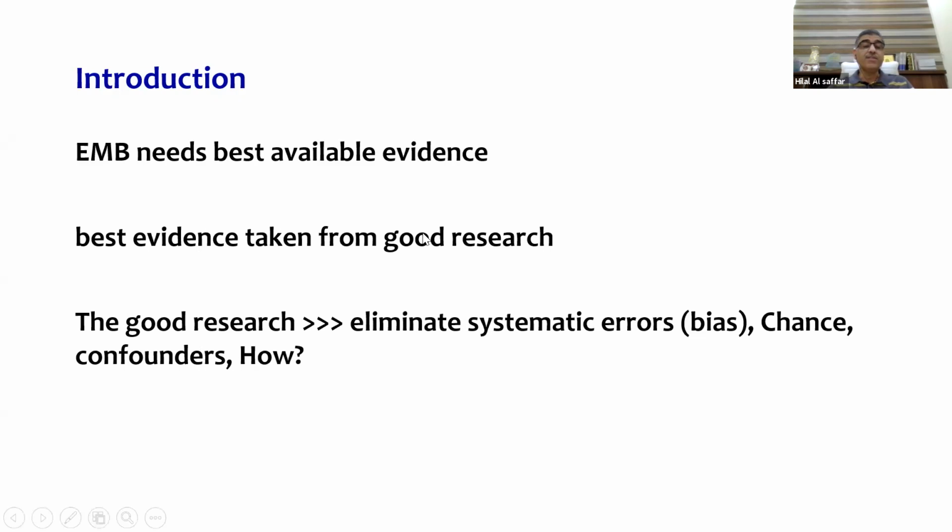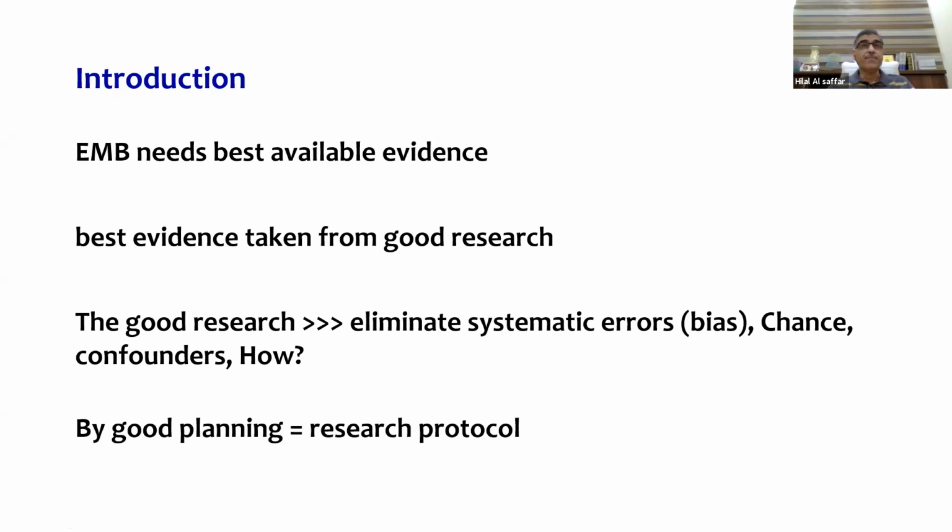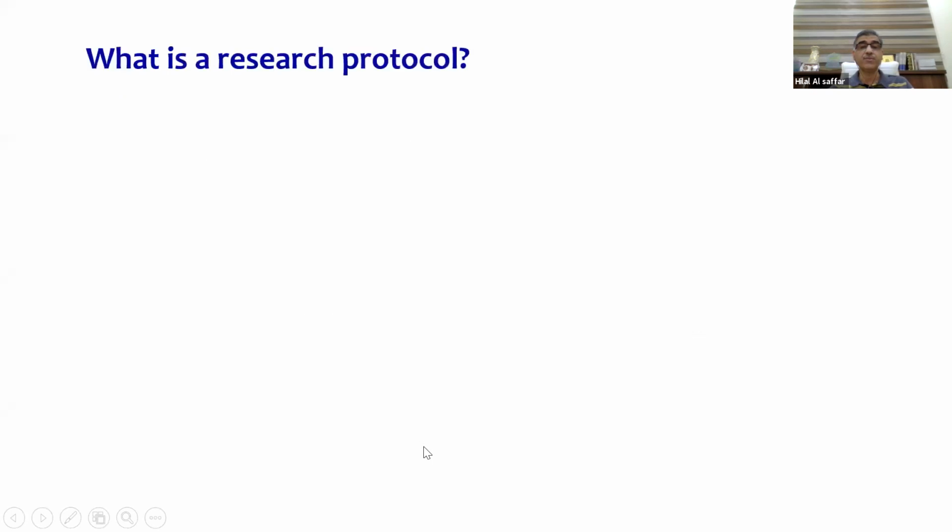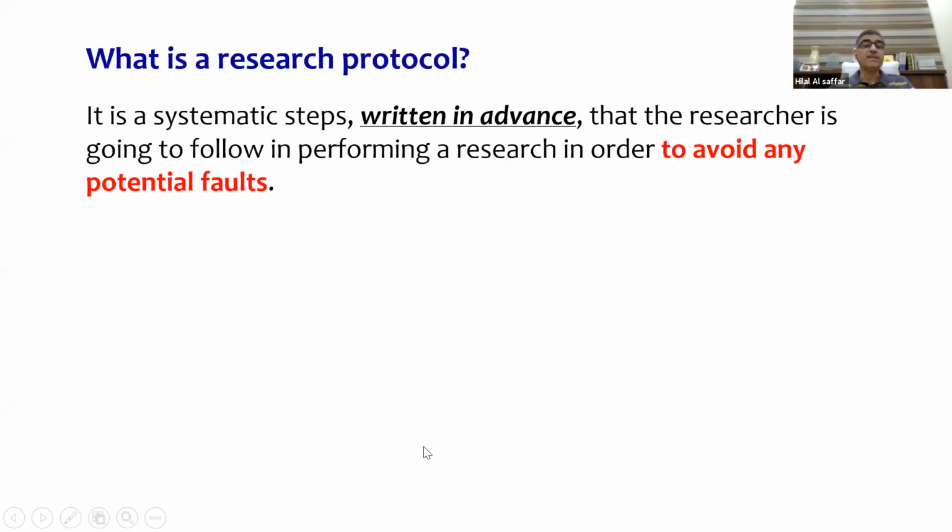The best way to avoid these is to write a plan. Writing a plan for anything in our life is the parallel to success. So if we want our research to be a successful step in evidence-based medicine, we should write a good research protocol. A research protocol is the systematic steps, written in advance, and this is very important, that the researcher is going to follow in performing the research. And why are we doing this? Of course, to avoid any potential faults.